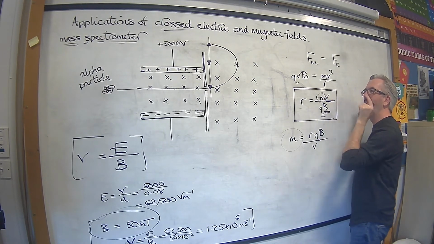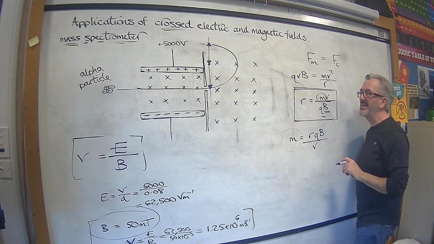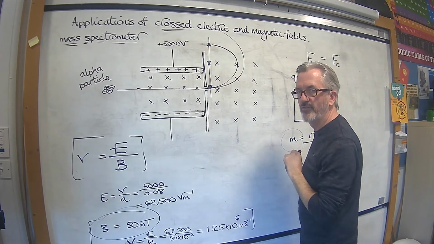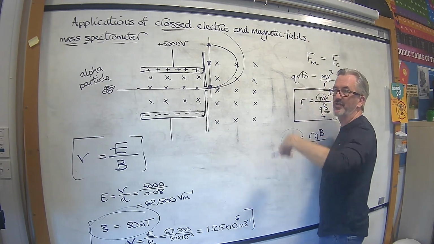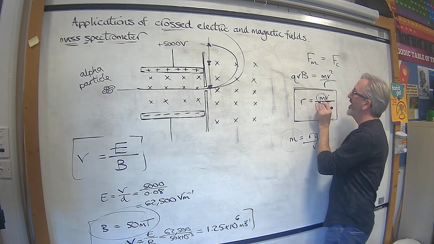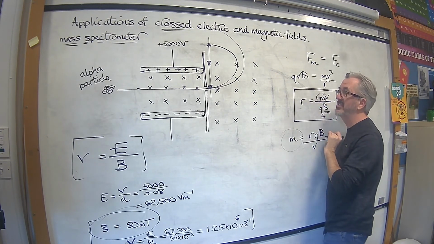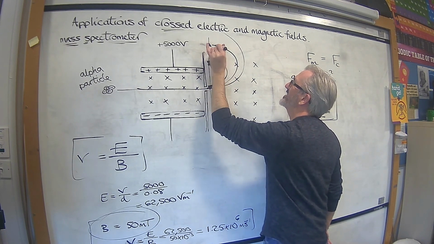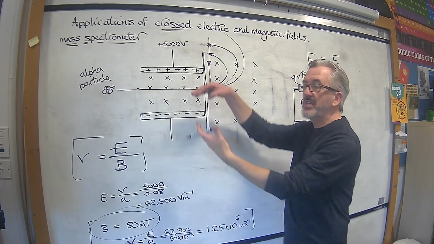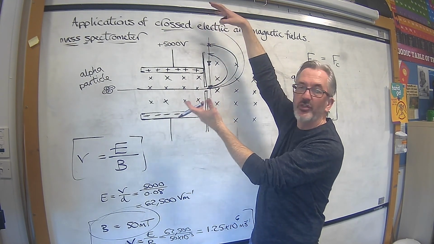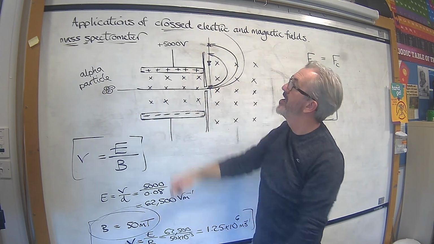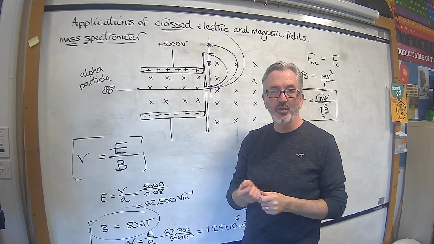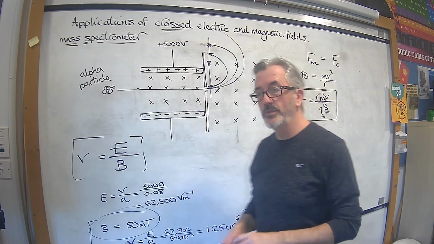Then if you have a larger ion, it's got a bigger mass, so it's going to have a bigger radius of curvature, a bigger radius of its circular path. An ion with a smaller mass means a smaller radius. And therefore different masses of ions will be separated out according to the spectrum of their masses. The mass spectrometer is used to determine the masses of different isotopes of different elements.